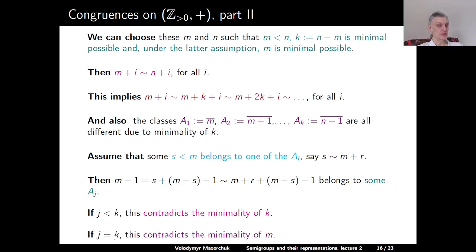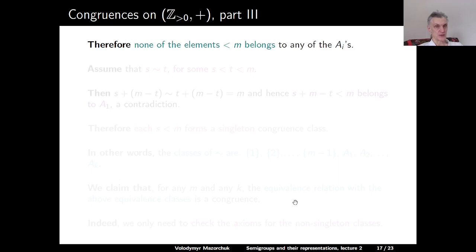But if j is equal to k, then of course the difference between m plus 1 and n minus 1 is k. But then we have chosen m minimal possible, and this contradicts the minimality of m. As a consequence, we have that none of the elements which is strictly smaller than m belongs to any of our classes ai.